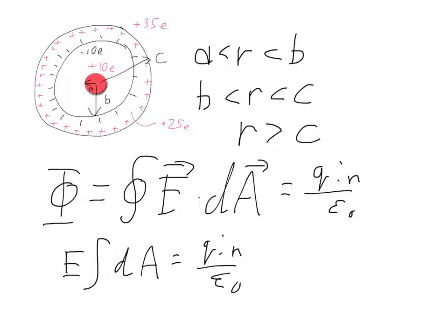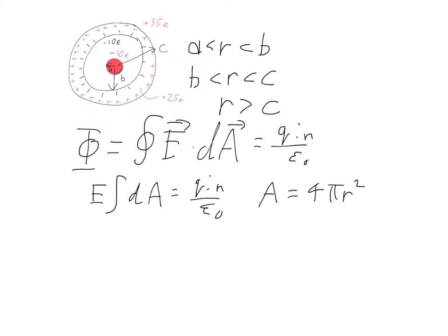The outer shell has a charge of plus 25. The inner point has a charge of 10. So I know the charge inside is going to be a total of 35. Nice and easy. Okay. And the area in this case is the surface area of a sphere, which is 4 pi r squared.